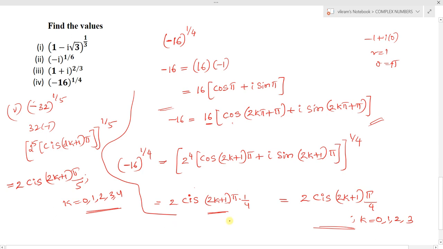So in the next lecture we will come with a few more problems to solve, on the nth root of complex numbers.